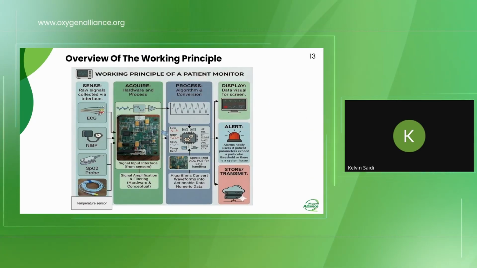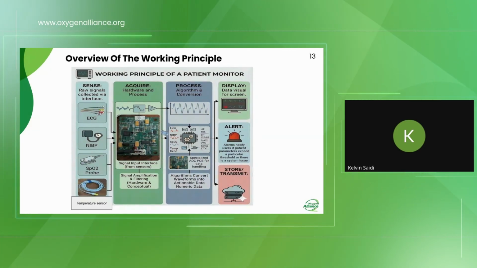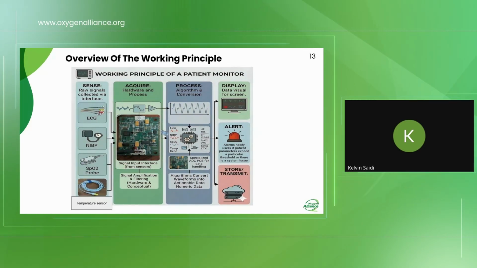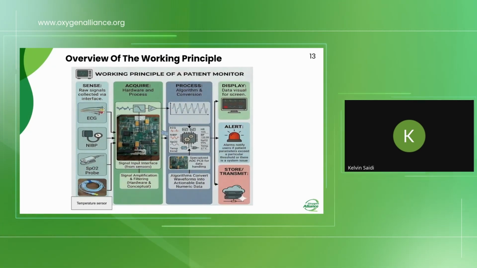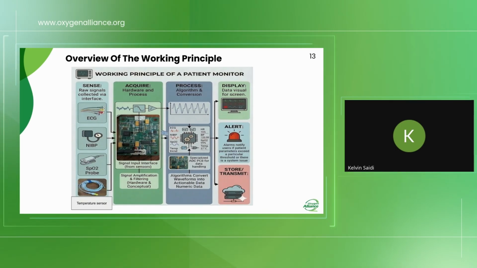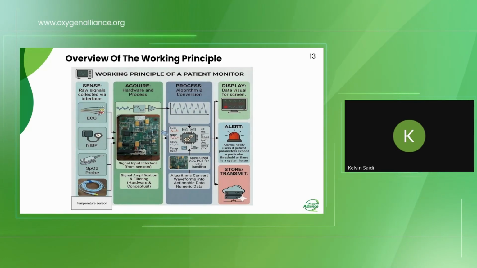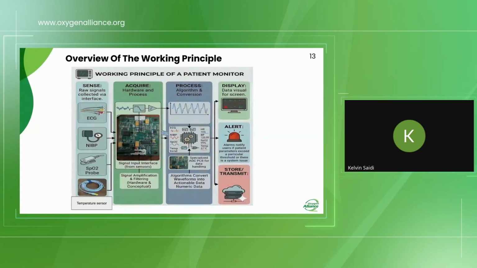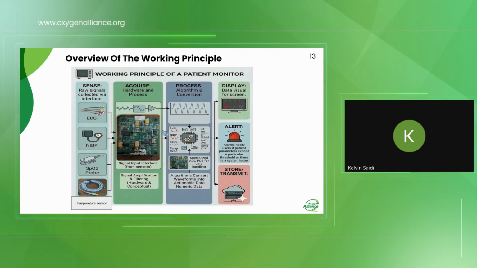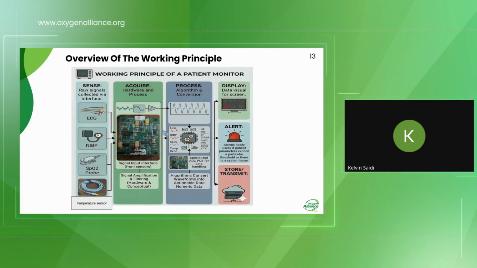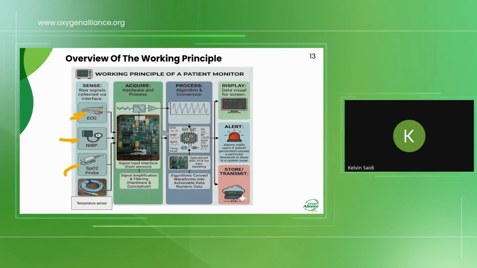Now, let us look at the overview of the whole working principle of the patient monitor. It can be categorized into four main groups: sense, acquire, process, display. And after display, you can alert or store. On the sensory part, we are capturing raw signals collected via the patient interface module. These are collected by using the ECG leads, the NIBP cuffs, the SpO2 probe, and the temperature sensor here.